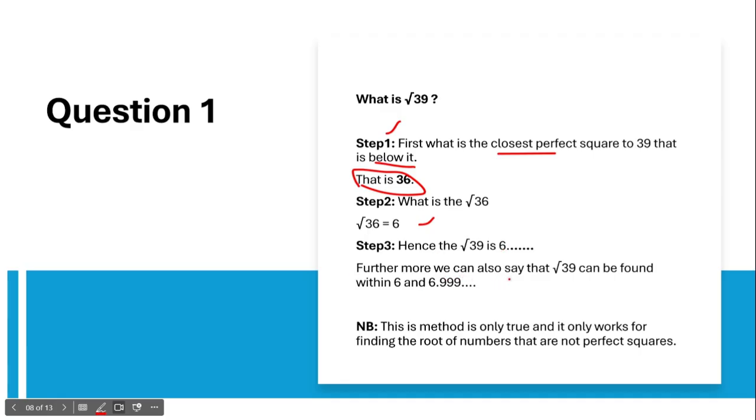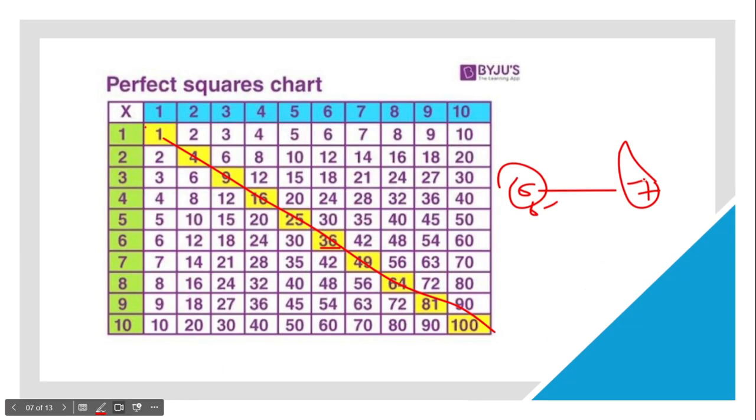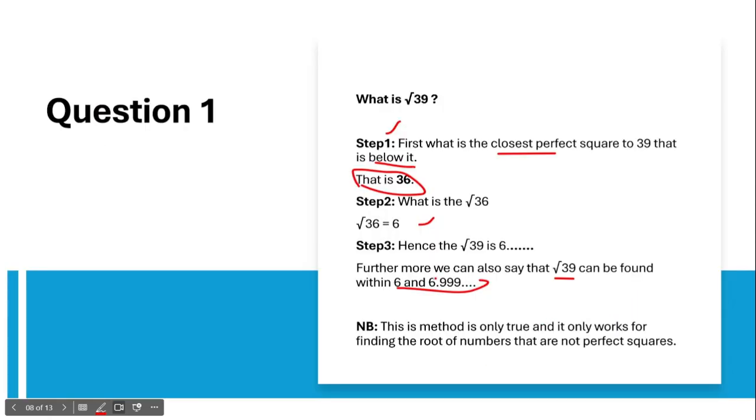Furthermore, from this observation, we can also say that the square root of 39 can be found within the range of 6 to 6.999. Why is it 6.999 instead of 7? Because it can never be 7 and it can never be 6.